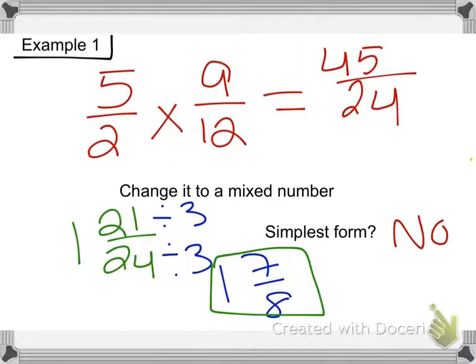Alright, okay, so here's example 1. 5 over 2 times 9 over 12 equals 45 over 24. First you had to multiply the numerators and you got 45, then you multiply the denominators and got 24. Now you have to change it to a mixed number.